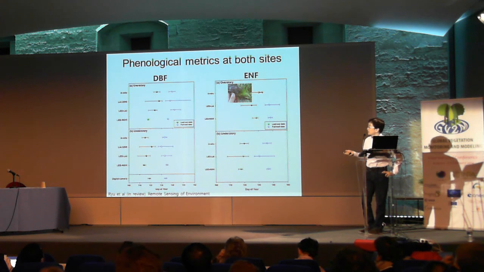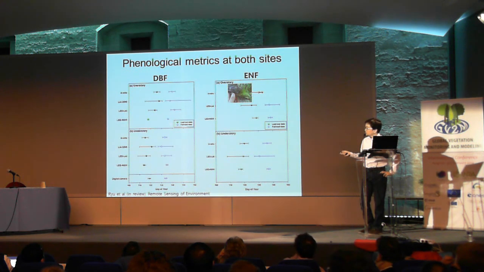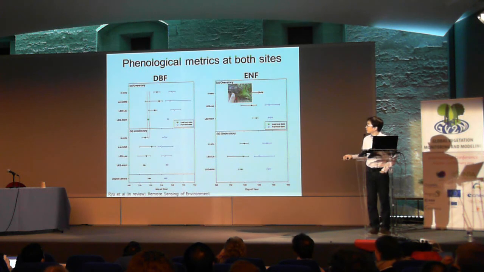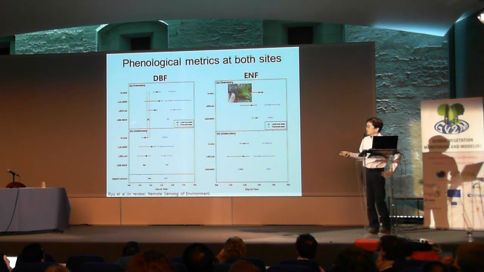This is the phenological metrics at both sites. Here, the black is the leaf-out date, and blue is the full leaf date. Those were estimated using the sigmoid function. As I said, the LED NDVI at the top of the tower, the leaf-out date detected by this sensor corresponds to understory leaf-out date. It was significantly earlier than overstory leaf-out date.